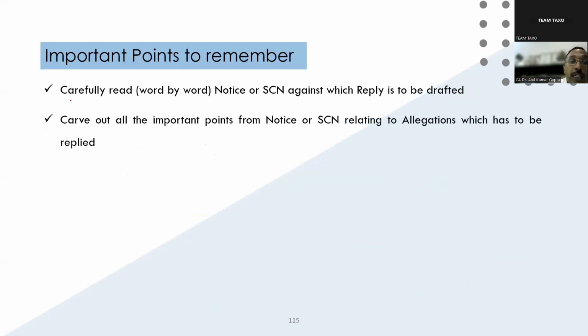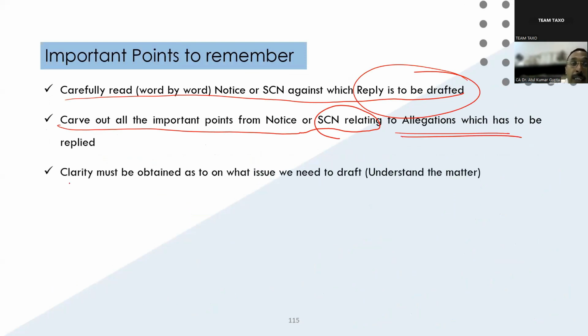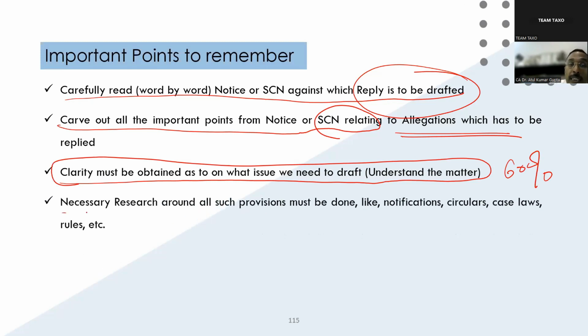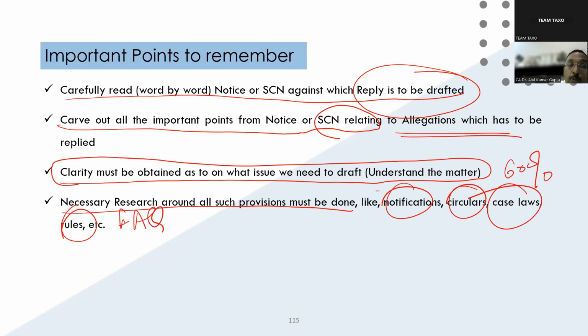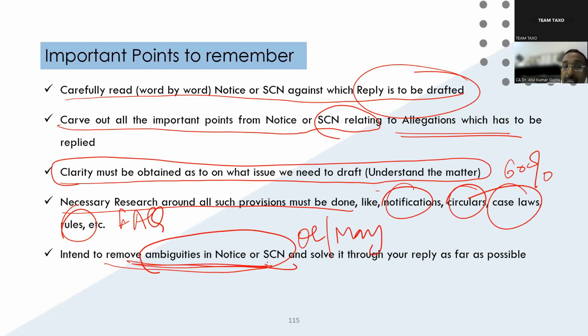Now, my dear friend, as I mentioned, you carefully read each and every line of the show cause notice to draft the reply. Carve out all the important points of the show cause notice or the allegations. Then, my dear friend, clarity must be obtained on what issue needs to be drafted. So, what planning part is there, that, okay, what I'm going to reply. Then, my dear friend, necessary research, as I mentioned: the notifications, circulars, case laws, rules, FAQs, everything you need to study. And then, my dear friend, you should pinpoint the ambiguity in the show cause notice. As I mentioned, the word used, 'or', 'may', like this. You should point out that, okay, there is an ambiguity in the show cause notice as far as this is concerned.